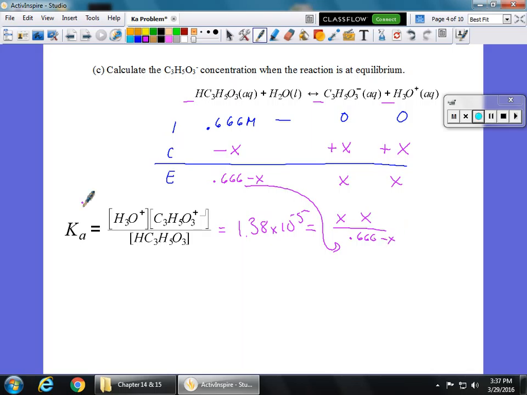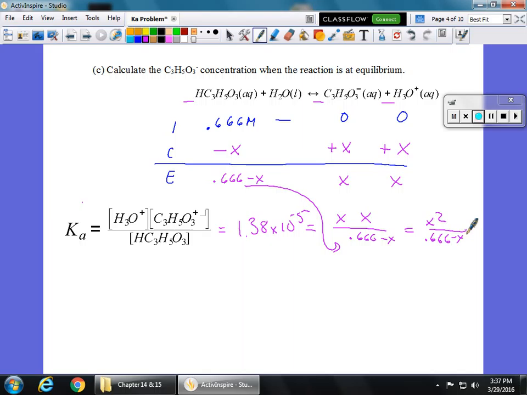Now, if you're trying to solve this problem, you're going to see that it's going to give you a quadratic. We're going to wind up with X squared on top, right? That's going to be X squared. And on the bottom, we're going to have 0.666 minus X equal to some number. So we don't really want to do that. And so we're going to find an easier way.